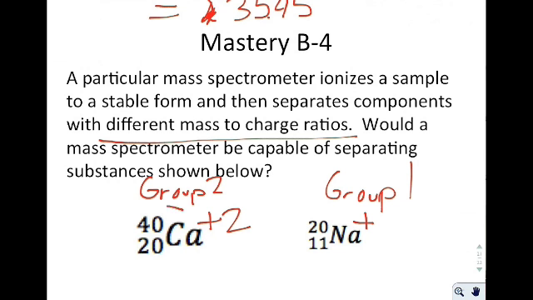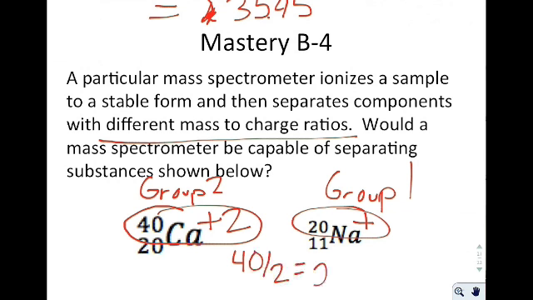If you're looking at a mass to charge ratio, you're looking at the top two numbers. Okay, so if I were to take the mass and divide it by the charge, I would get 20. And if I were to take the mass and divide it by the charge, I would get 20. So this particular mass spectrometer would be incapable of separating calcium from sodium.